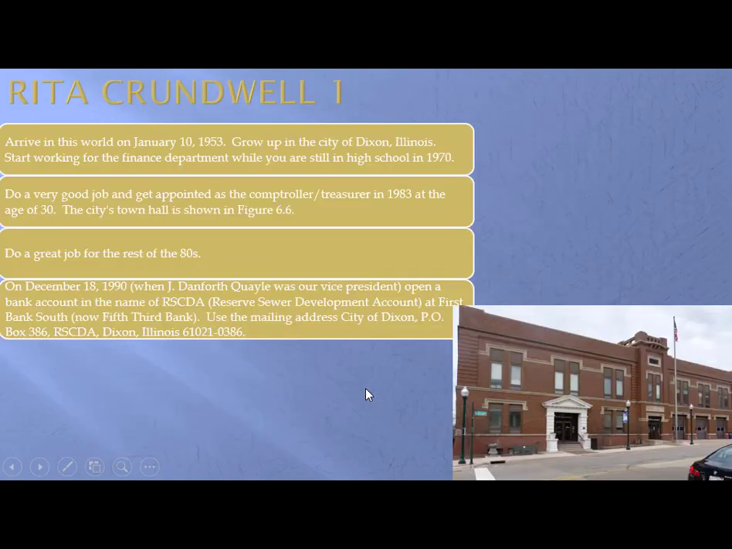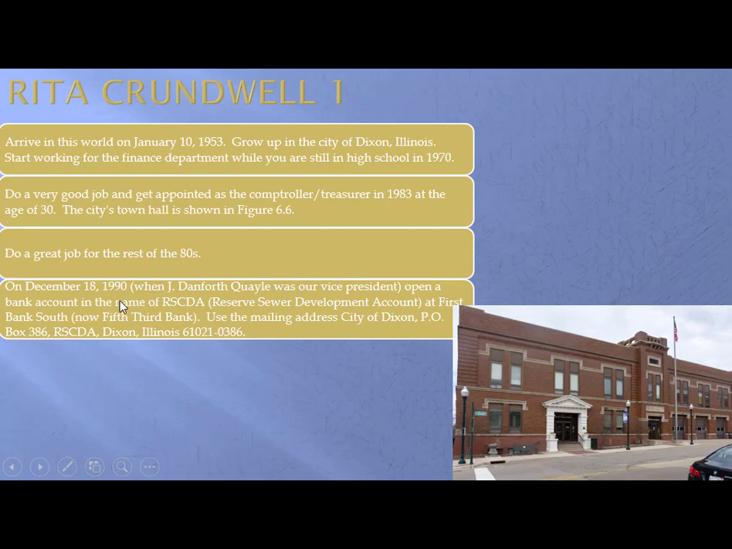I like the Rita Crundwell case, and let's see what it's all about. Rita was appointed as the Comptroller-Treasurer at the City of Dixon at the age of 30. She did a nice job.